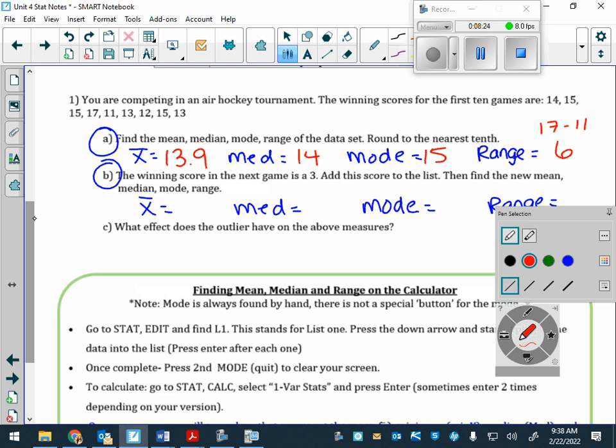Let's go through it. The winning scores for the first 10 games: 14, 15, 15, 17, 11, 13, 12, 15, and 13. The winning score in the next game is a 3. Add this score to the list. So what are you dividing by? The winning scores for the first 10 games are this: 2, 4, 6, 8, 9.